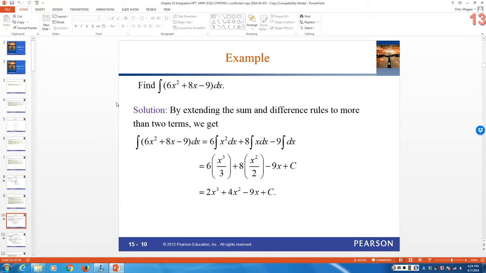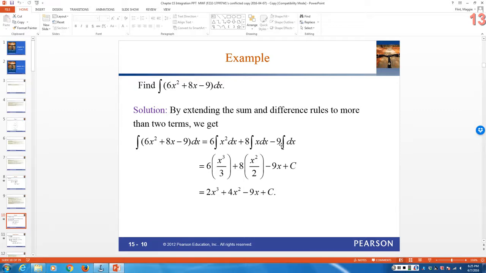We're going to do the integral of 6x squared plus 8x minus 9. And that says dx. That's just saying whatever this thing in front of me is, it's a slope function. So by extending the sum and difference rules to more than two terms, you're going to take the integral of 6x squared plus the integral of 8x plus the integral of -9. But what's going to happen is that you're going to pull that 6 in front of the x squared out in front of the integral and just let it come along for the ride. And then you're going to pull that 8 in front of that x out in front of the integral and just hang it out there and keep it with you too.